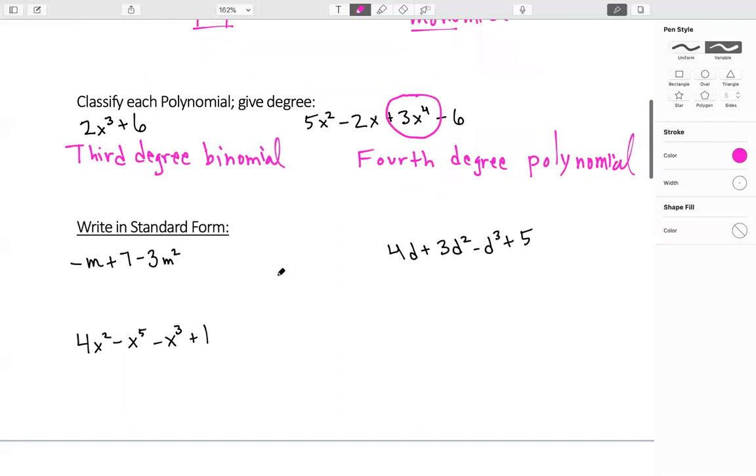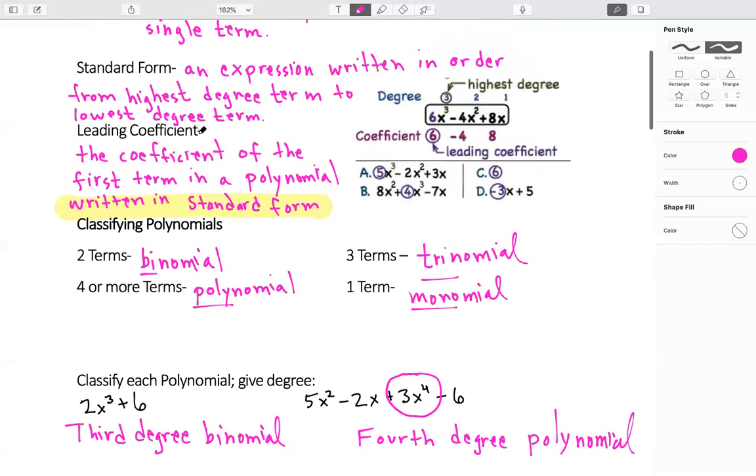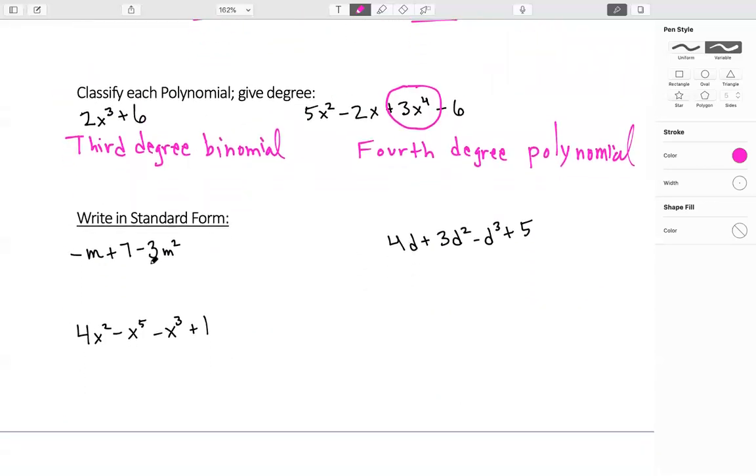Okay, now we're going to write some of these in standard form. And again, standard form, just to remind you up here, is an expression written in order from highest degree term to lowest degree term. So what's the highest degree term here? It would be the negative 3m squared, and then the negative m, that would be 1, then this would be 2, and then this would be the third one. So let's write it in order 1, 2, 3. Negative 3m squared minus m plus 7. That is standard form.